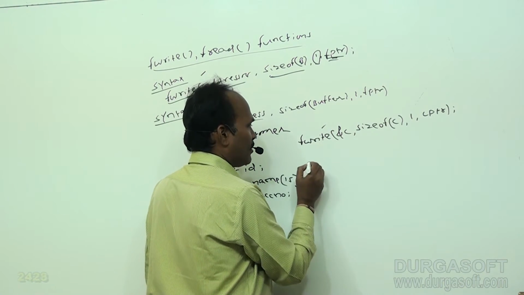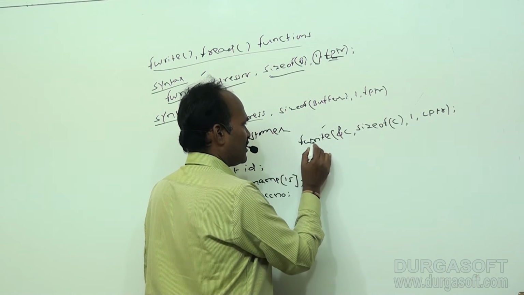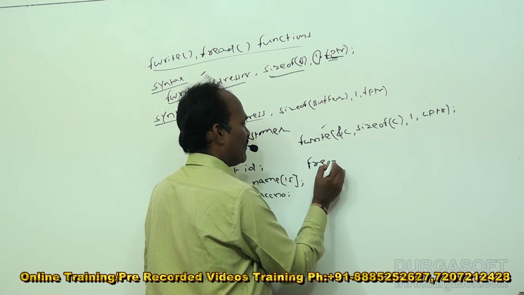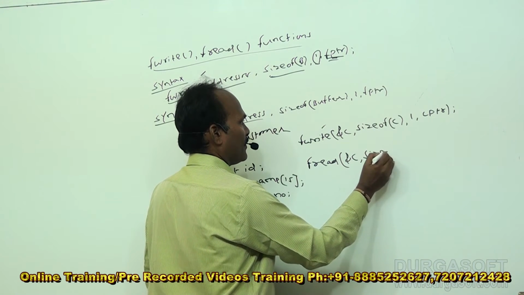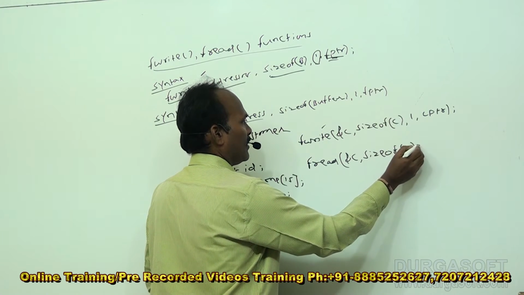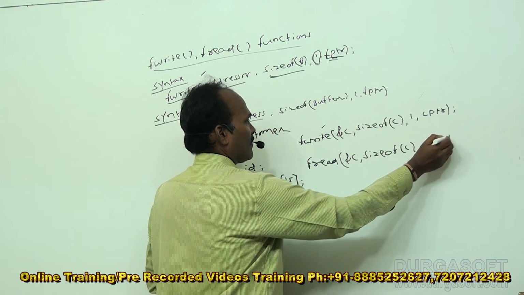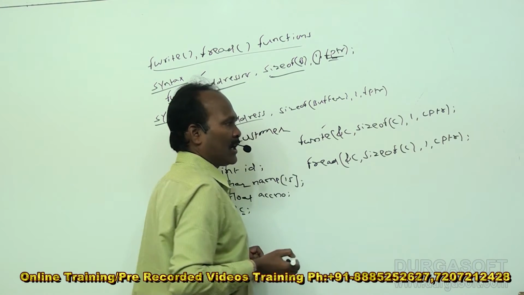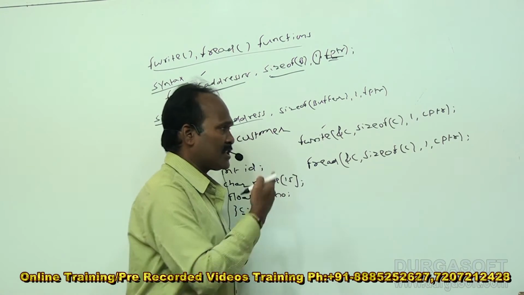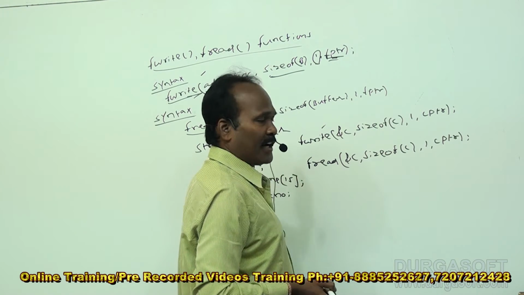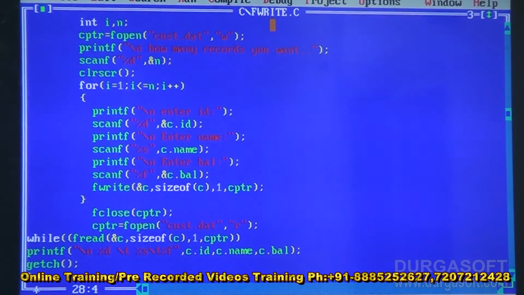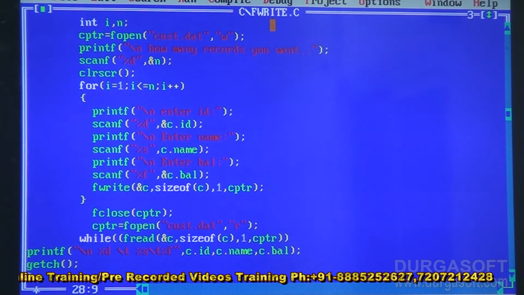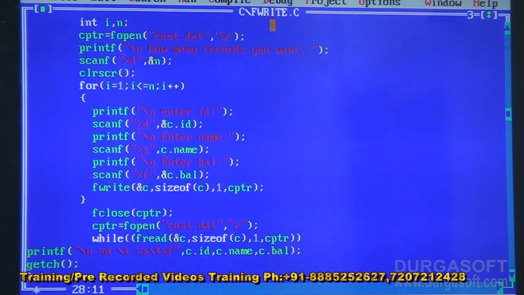So while retrieving, how to retrieve this? Again you have to say fread, where it was fwrite. Again the same thing: &C, sizeof C, 1 comma cptr. So this is how you can write and read records into a data file. First I will show how to write a single record and how to read a single record. After that I will go for multiple records.